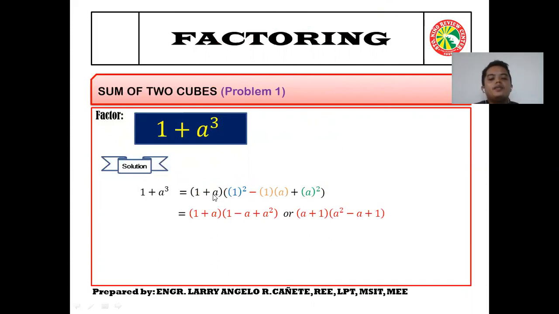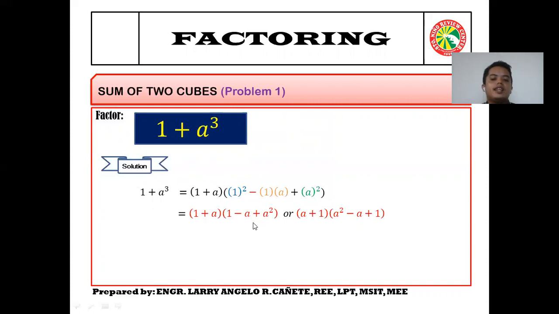And then what is 1 times a? So you multiply the first and second term. That is a. So as you have noticed here, this is always minus, and you multiply the two terms. Then the last step is to square the last term, or the second term. So that is a squared. So therefore, simplifying the inside of the parentheses: 1, minus a, plus a squared.